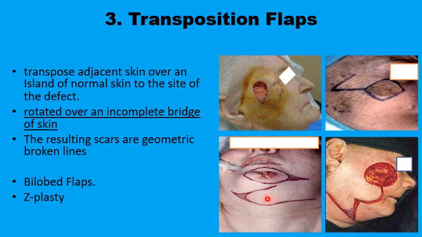Like in this example, you would have to raise up the whole of the flap and cross over a partial intervening tissue in order to reconstruct this flap. Examples are the bilobed flaps and the cheek as well.